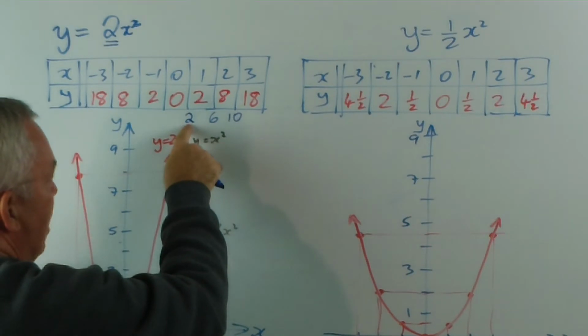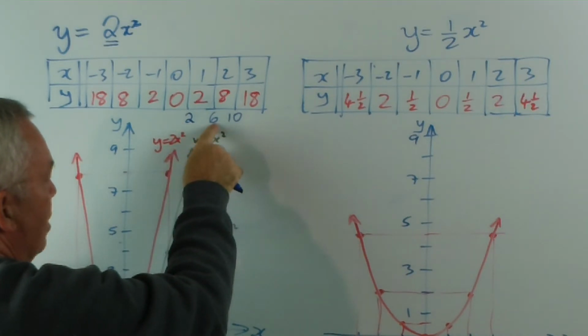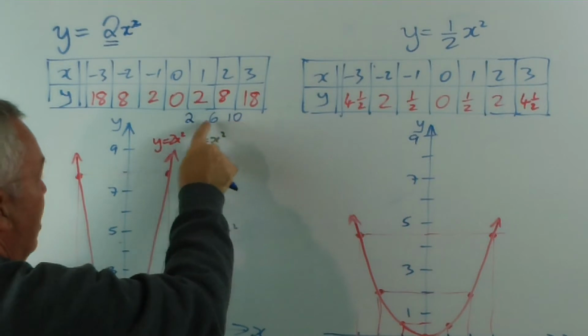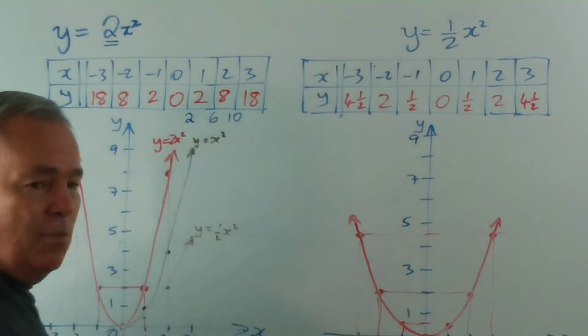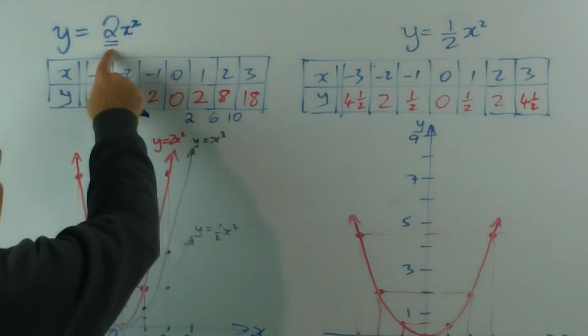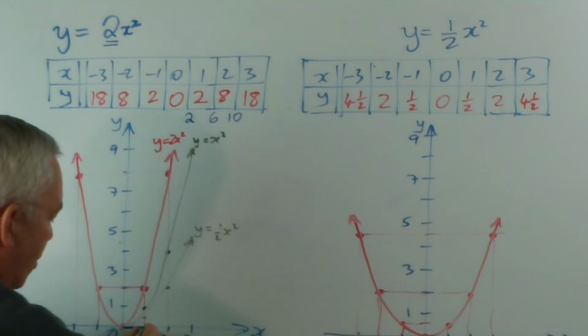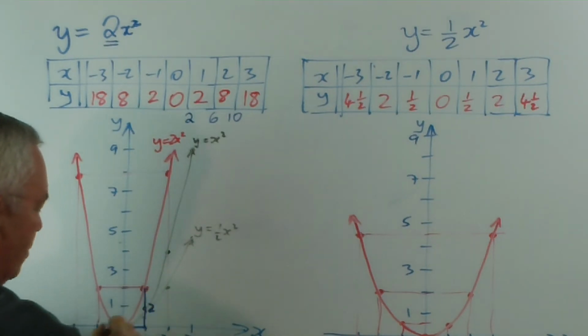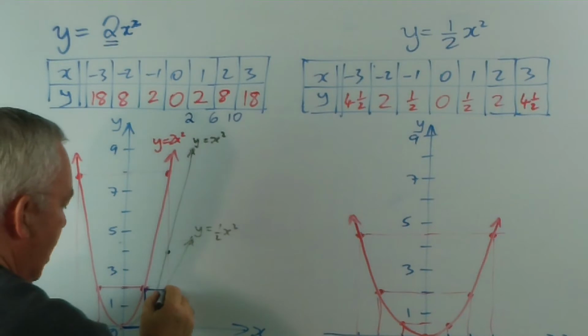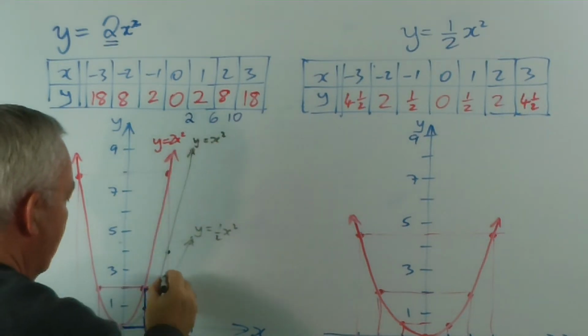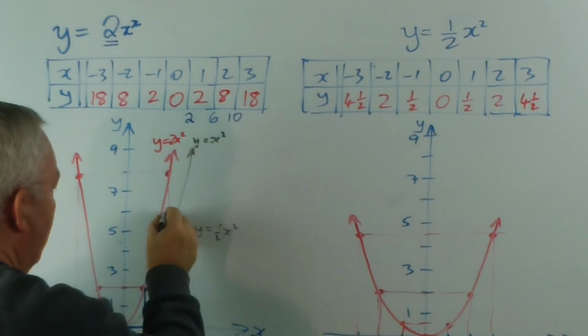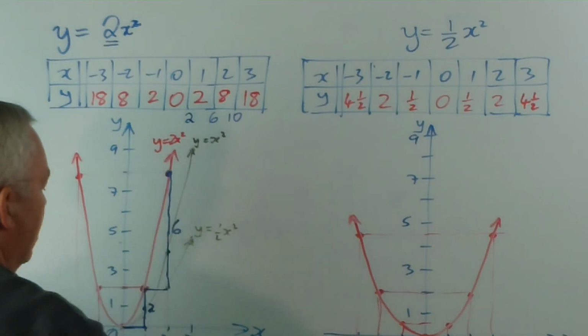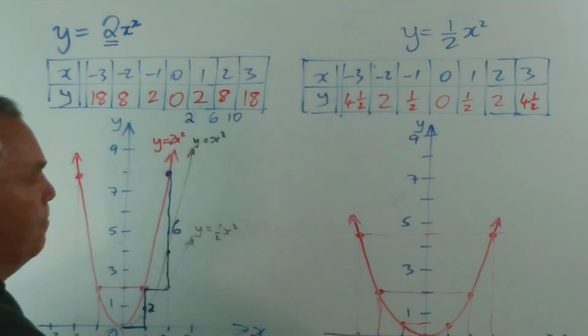That's 2 times 1, that's 2 times 3, and that's 2 times 5. So we've still got our 1, 3, 5, but they're doubled. So have a look. We can go across one and up 2, across another one, and this time we'll go up 6. 1, 2, 3, 4, 5, 6. And that will give us that graph.